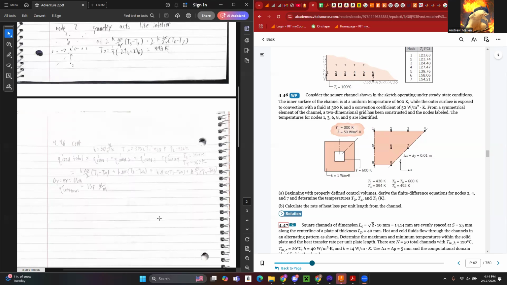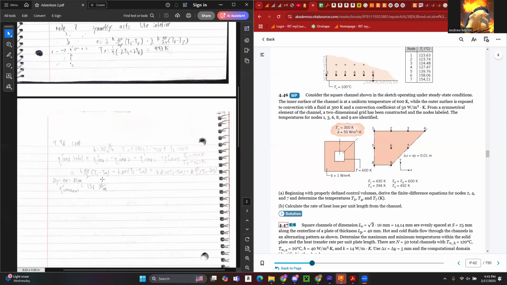Now, for the final part of the problem, it asks us to calculate the rate of heat loss per unit length from the channel. In order to do that, we're going to need to know the rate of heat loss per unit length due to convection, which we can do by calculating the heat flows due to convection at nodes 1, 2, 3, and 4. Pretty much how that's going to work out is the equations are going to be h times delta X times W, giving us h times delta X times delta T.